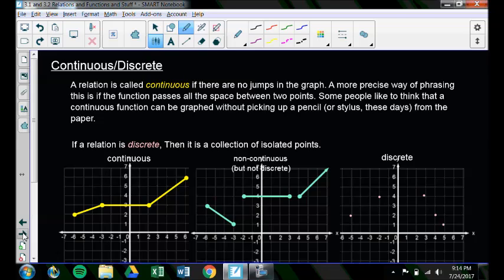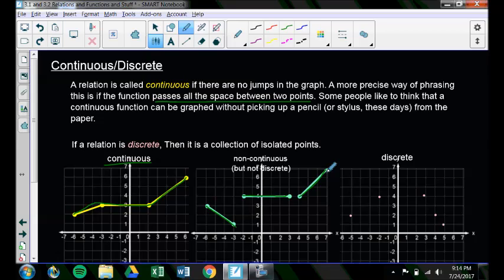Continuous and discrete is next. A relation is called continuous if there are no jumps in the graph. You can just start from one end and go to the other and keep your pencil on the paper the whole entire time. A more precise way of phrasing that is to say that the graph passes all the space between any 2 points. So this one here was continuous. This one we call not continuous because there's jumps and there's breaks. I have to pick up my pen as I'm drawing it.